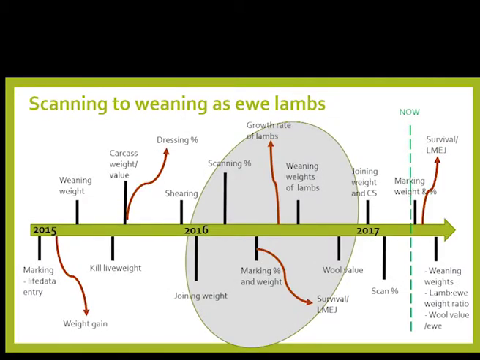So looking at the 2016 year, we then joined all those ewes as ewe lambs. So I got their scanning percentage, a marking percentage and a weight, and I'll just show you how I did that. Because we had so many lambs fall out of spec the year before, I thought I need a marking weight so that I can track my growth rates a bit earlier and sell those lambs earlier. So that's what I did.